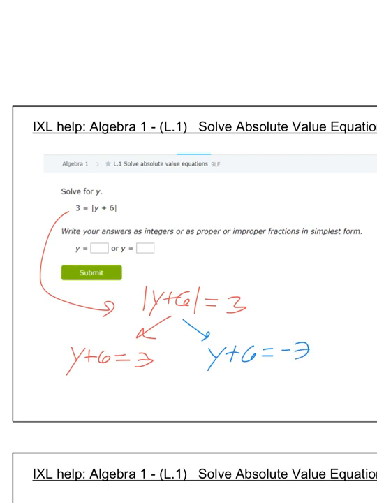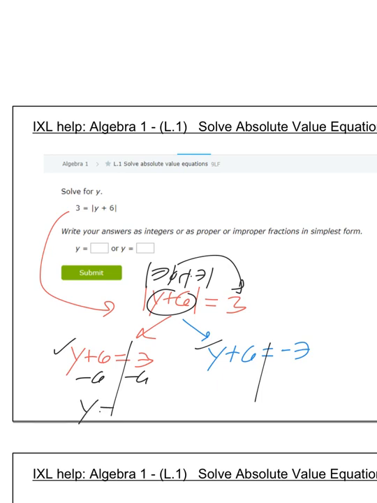It helps you remember. Okay, here's my other case where what's inside of the absolute value equals negative 3, because it's either going to be 3 or negative 3 in here that, when I take the absolute value, gives me positive 3. So it's one of these two cases. Then I go ahead and draw my lines, and I'm going to solve them. Minus 6 to both sides of this one, I get y equals negative 3. Minus 6 to both sides of this one, I get y equals negative 9.